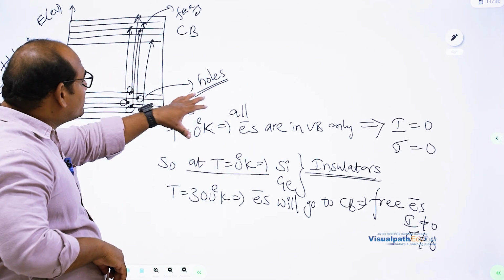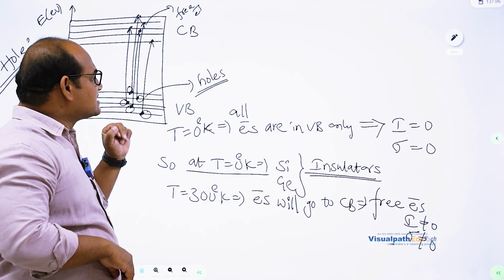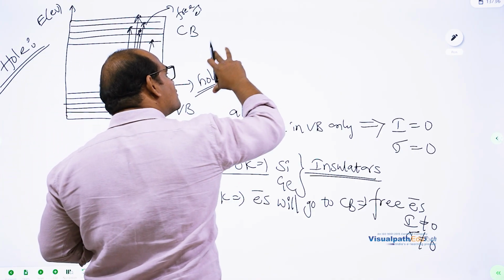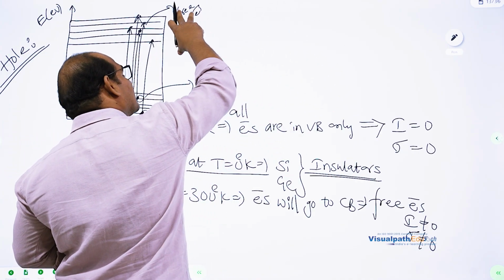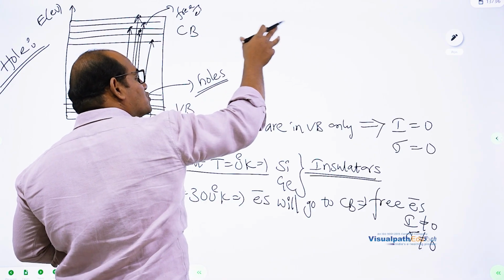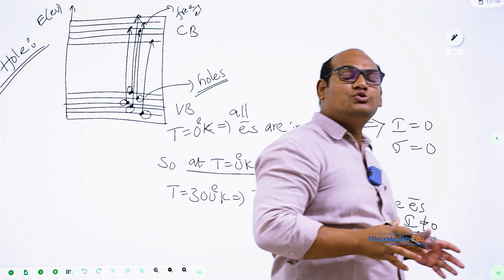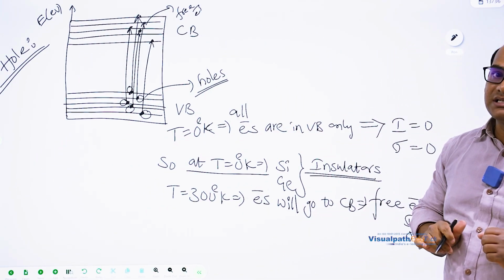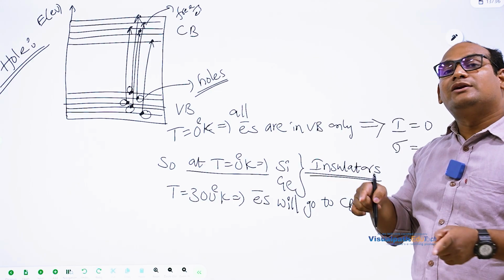Okay. Holes movement is also possible in the valency band. Because of the holes movement also you will get the current. Because of the free electron movement also you will get current. So in the semiconductor, current is due to both free electrons and holes. It is very much different compared to the conductor.